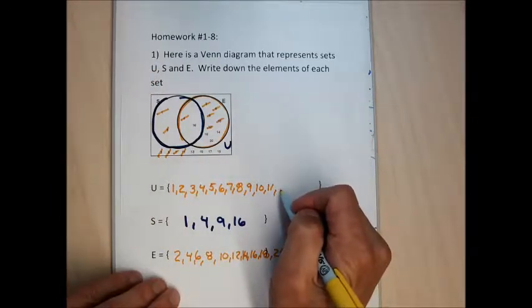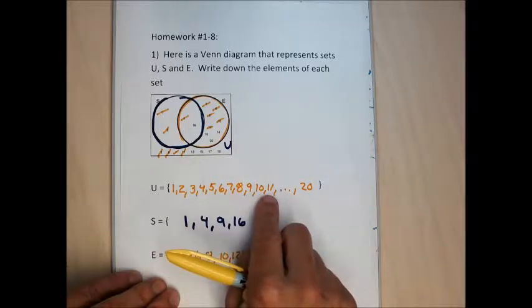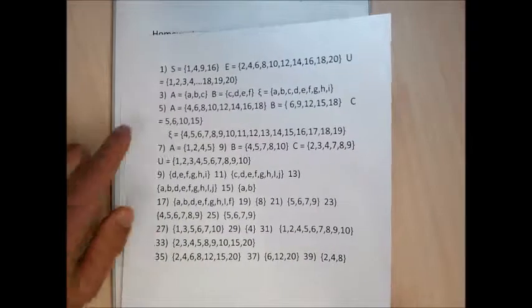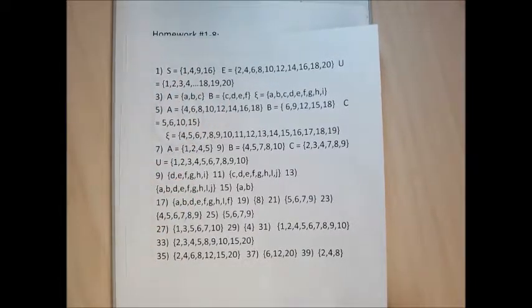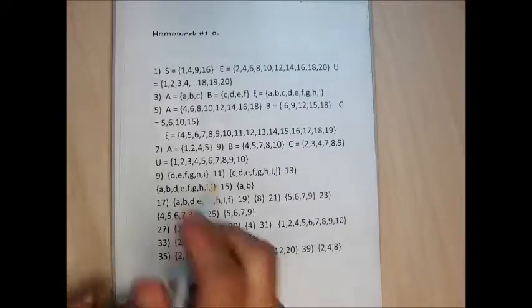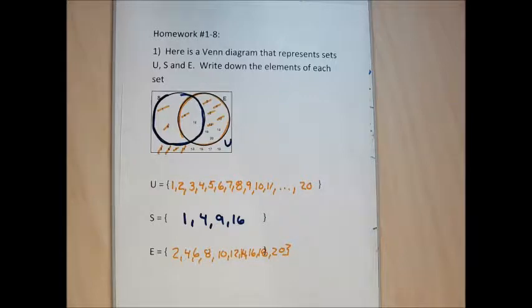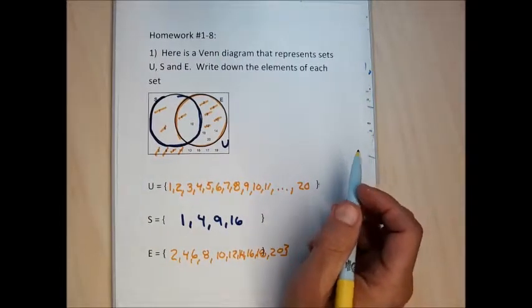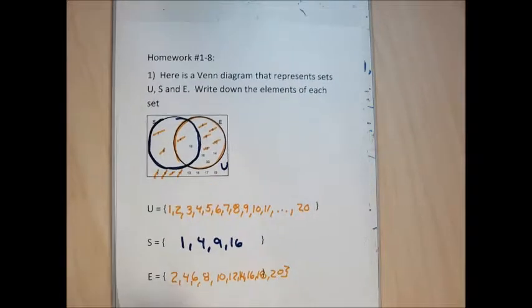How about I get lazy and go dot, dot, dot, comma, 20, saying this pattern continues going up by 1 and it stops at 20, rather than listing what I did. Even when I wrote the answer down, I wrote 1, 2, 3, 4, dot, dot, dot, 18, 19, 20, not having the desire to write down all the elements of set U. So the first 8 problems are exactly going to be that. They're going to give us Venn diagrams that have sets labeled, and we're just going to be asked to write down the elements of all the sets that are described with that particular Venn diagram.